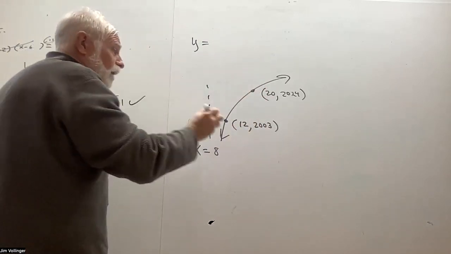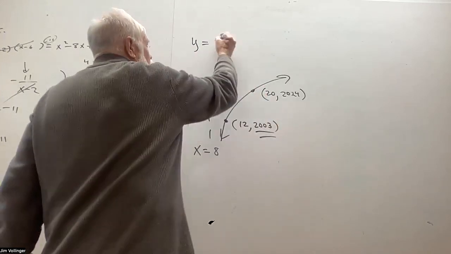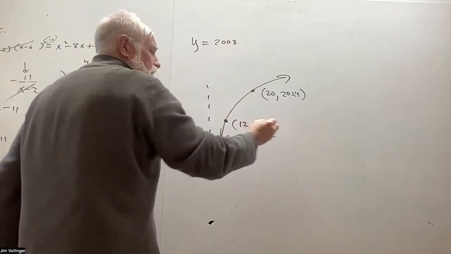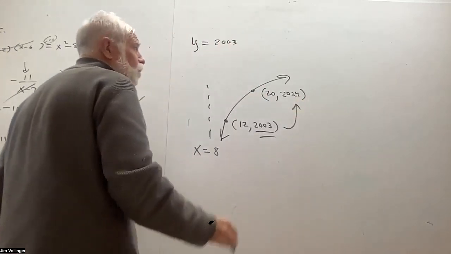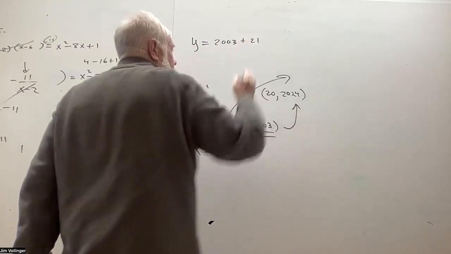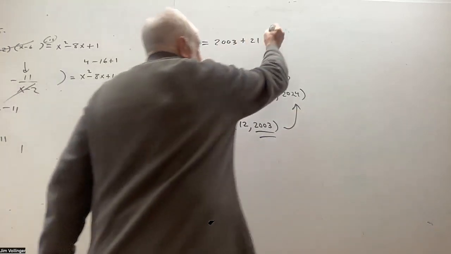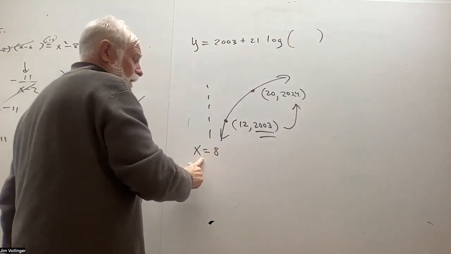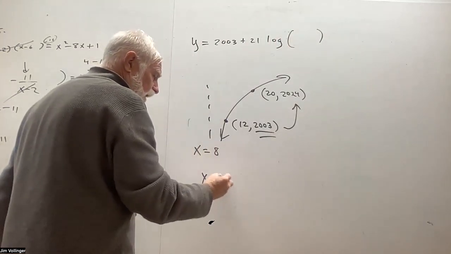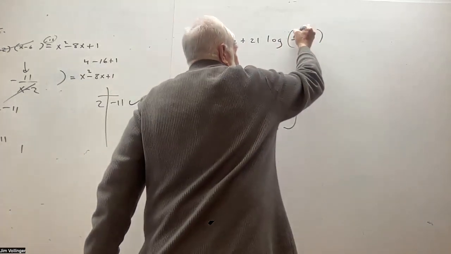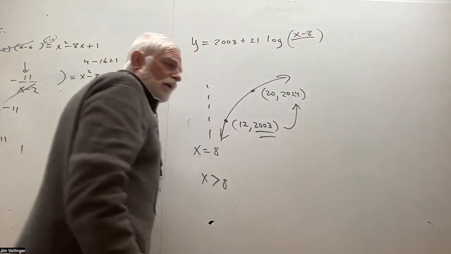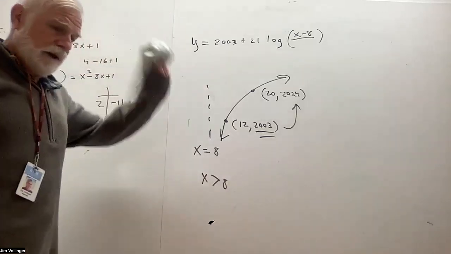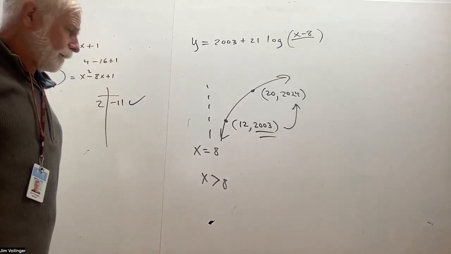So what do I see for y values? I see 2003. Why don't I write it? I see that it changes, goes up 21 years. I can see a logarithm. I can see that my domain is x greater than 8, and I'll communicate that to the reader by writing x minus 8. You better pick numbers bigger than 8, or you're not getting anything out of this graph.